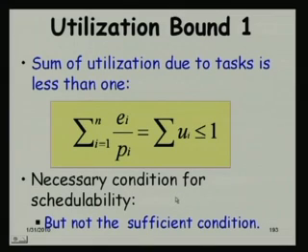But for EDF this is both the necessary and sufficient condition, whereas for RMA this is a necessary condition. If it is less than 1, then there is a chance that it will be schedulable, but it is not the sufficient condition, we will have to test further.